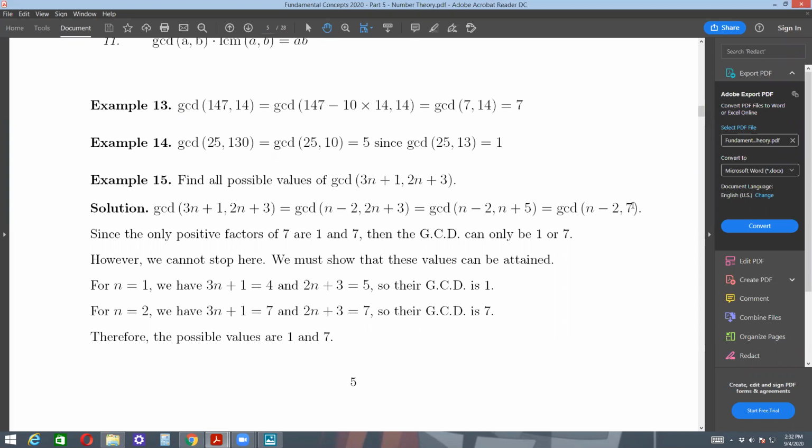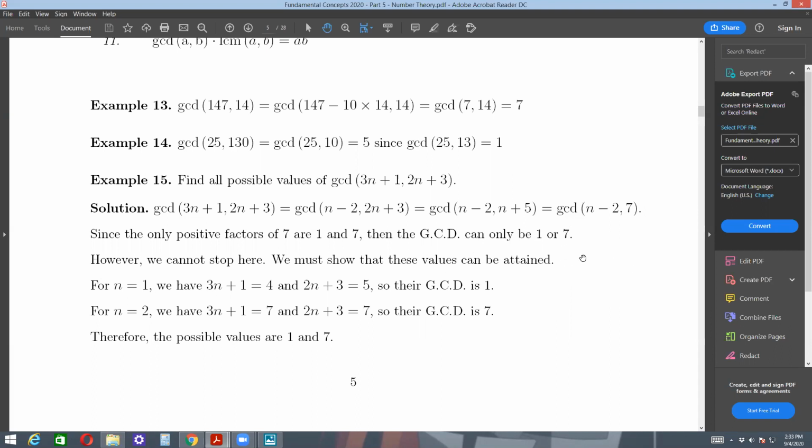Now, once you get to the GCD of two things, and one of those two things is a number, then the GCD must be a divisor of that number. So it's either 1 or 7. Right? And at this point, you have to verify as well, just as before. So you check to see if 1 or 7 can work.